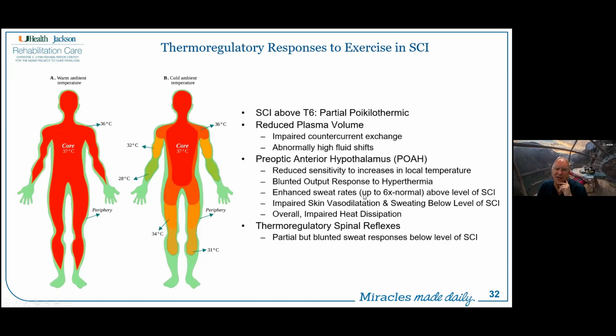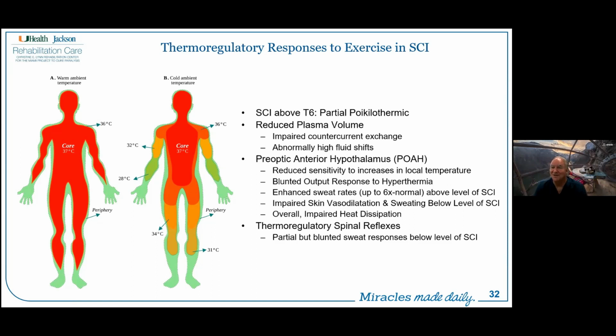But there are also actually changes in the preoptic anterior hypothalamus that changes their ability to sweat. And our folks with spinal cord injury cannot sweat except above the level of the injury. So they don't sweat below the level of the injury. And without sweating below the level of the injury, they've lost a lot of the ability to thermoregulate. So these are issues that we need to contend with in hot, humid environments like Miami.